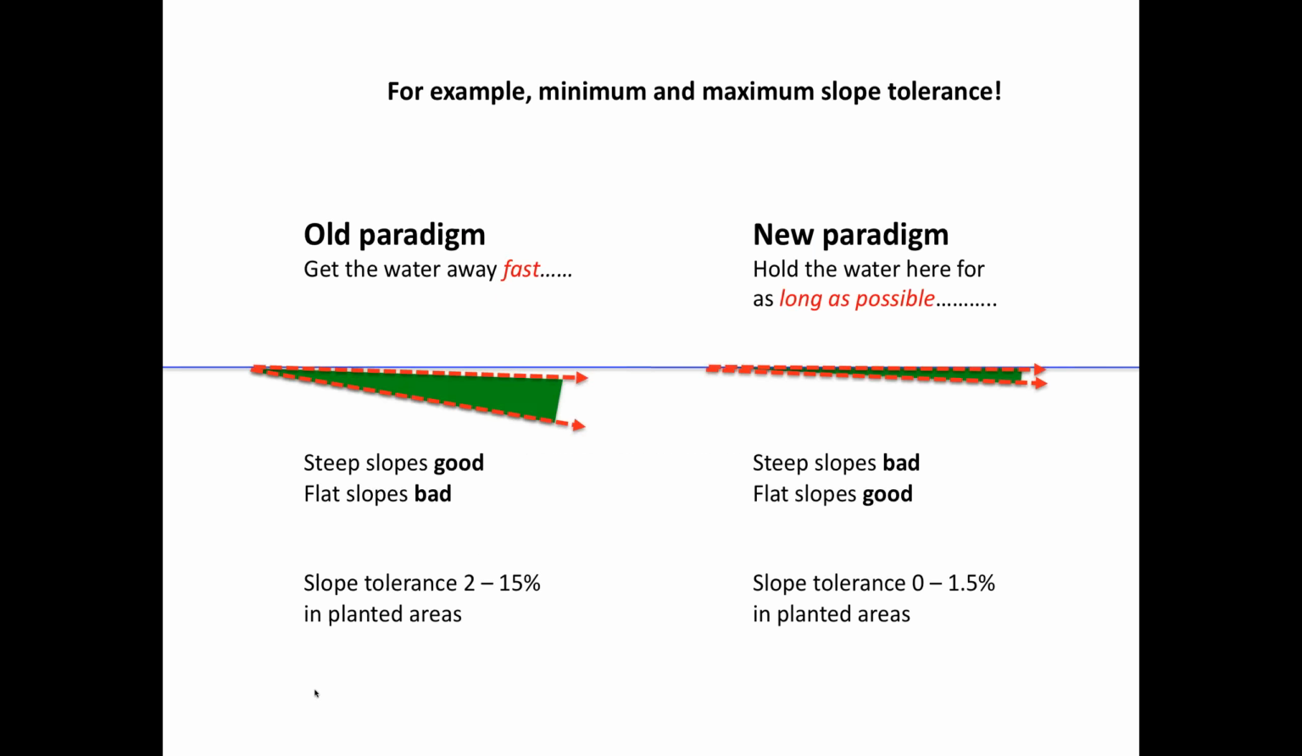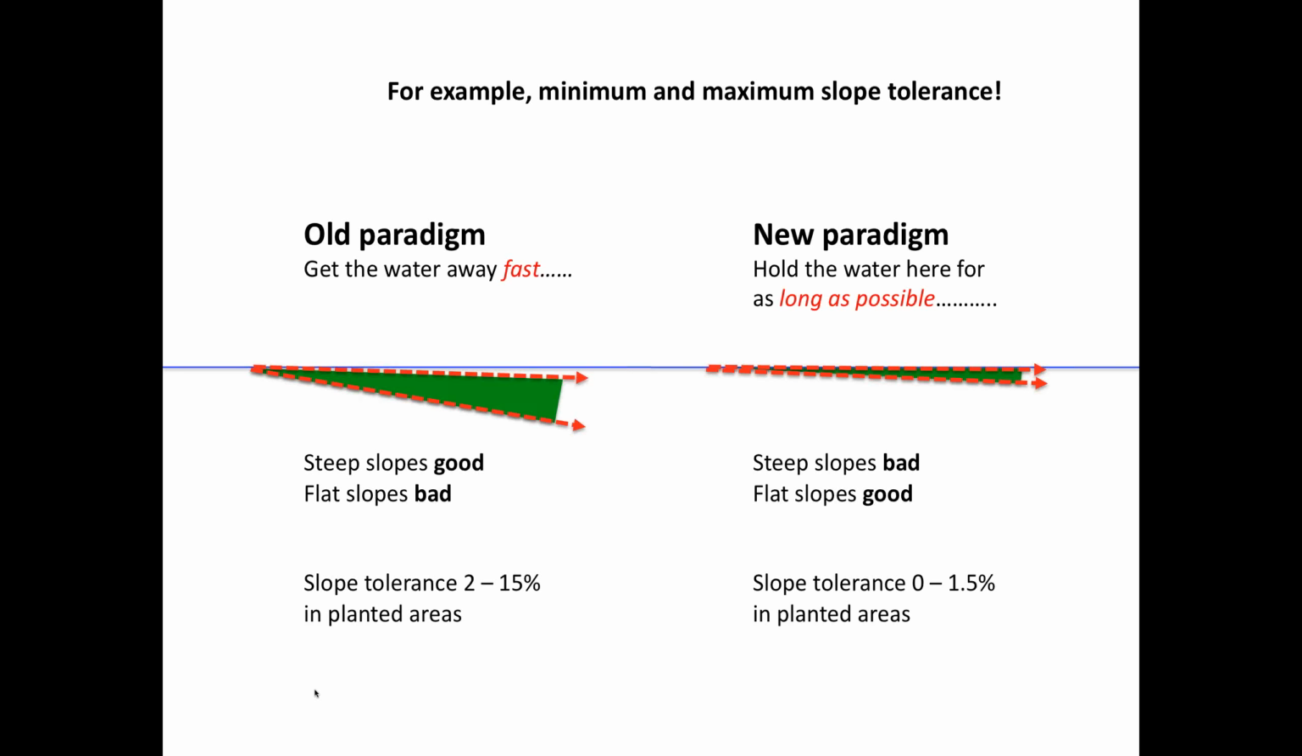As an example, the old paradigm was get the water away very fast. Steep slopes were good, flat slopes were bad. And we had a slope tolerance for walking and driving surfaces of somewhere between 2 and 15%. ADA pushed us down to between 2 and 5% or 2 and 8.33%. But we still build walkways and drives up to 15%. And we're building planted areas at 15 to 20% or even steeper.